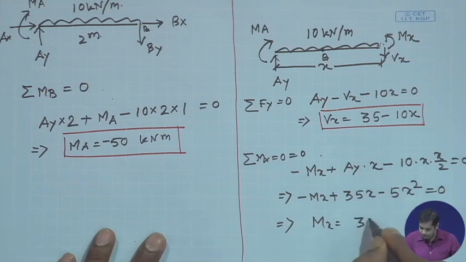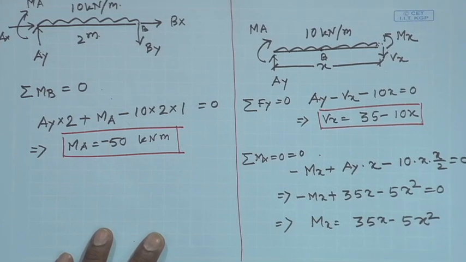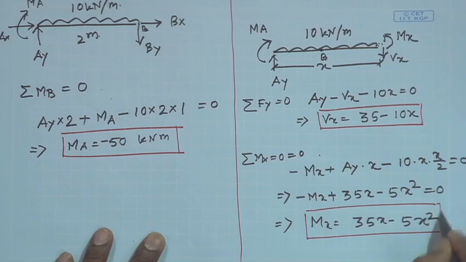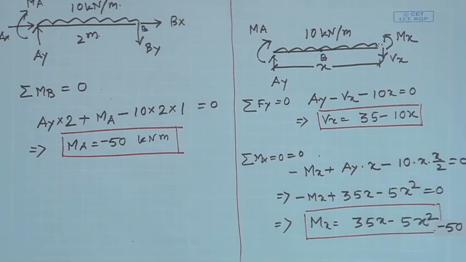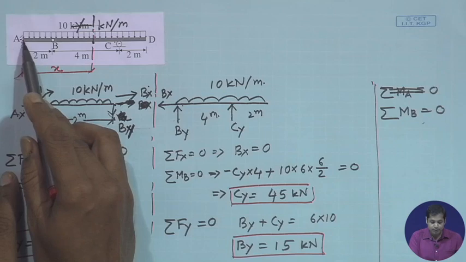So, this gives Mx is equal to 35x minus 5x square. You see, this is the distribution of moment between A to C. So, we have taken one section here, and that section gives you the distribution of shear force and moment.